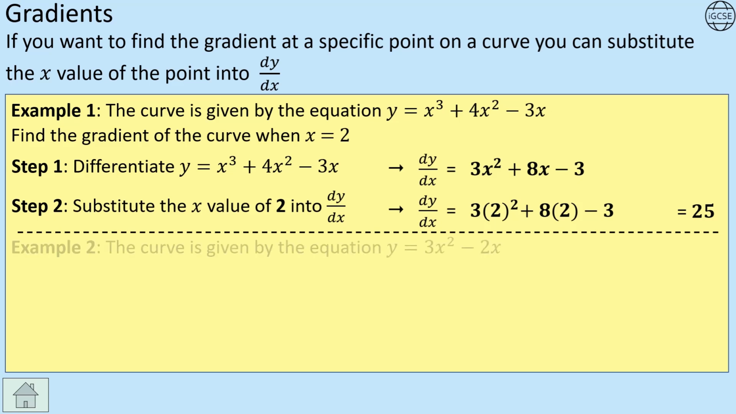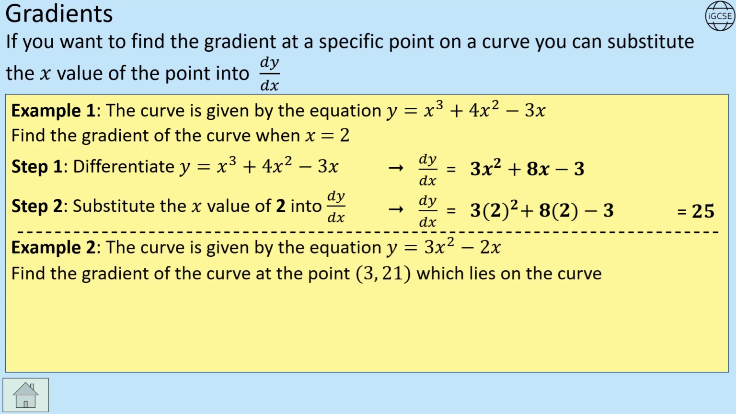Okay, let's have another look. Another one. The curve is given by the equation y equals 3x squared minus 2x, and find the gradient of the curve at a particular point. This time it's slightly different in that it says x equals 3 for this one. Well, this is no different really, other than x equals 3. We can ignore the fact it's 21 again. That's just the full coordinate. We're going to use the value of x equals 3 again in the differentiated equation of this one.